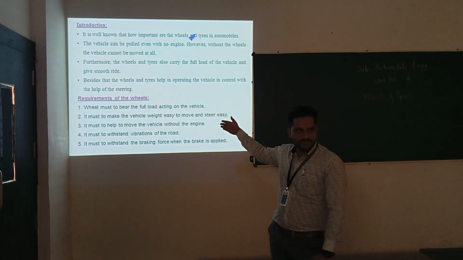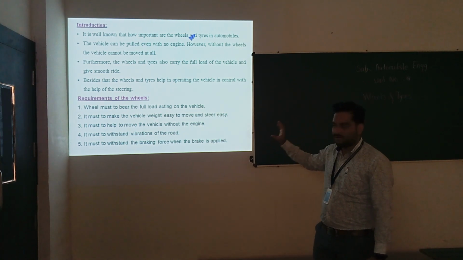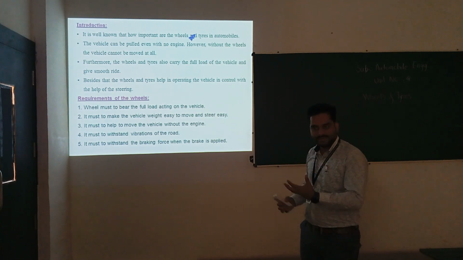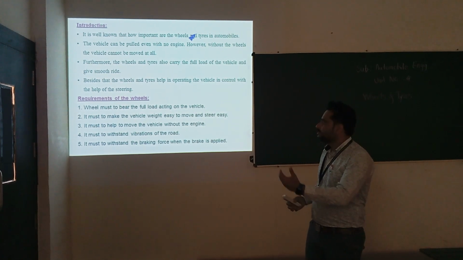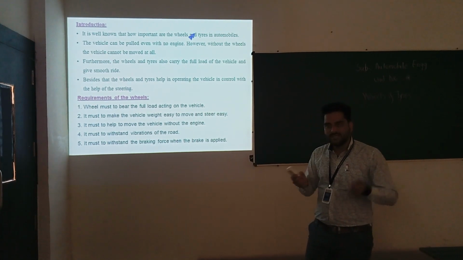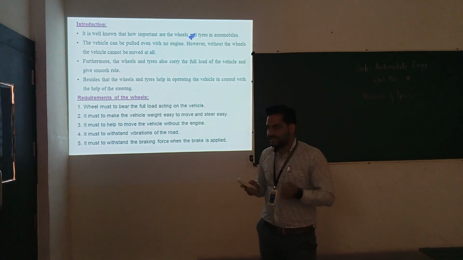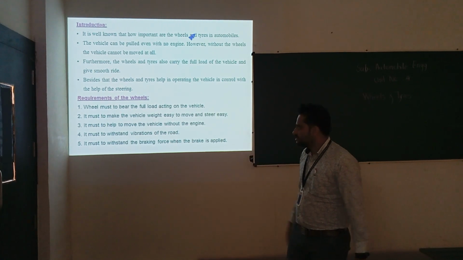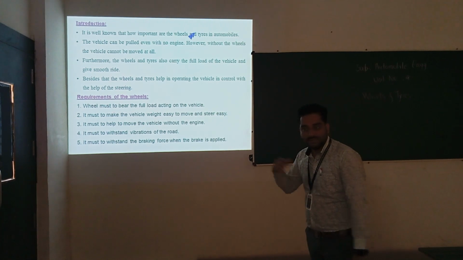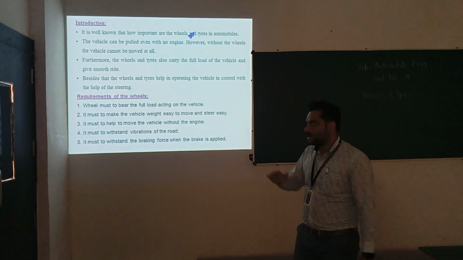These are the requirements related to the wheels only, not for the tire. First, the wheel must bear the load acting on the vehicle. Second, it must make the vehicle weight easy to move and easy to steer. Third requirement, it must help to move the vehicle without the engine, that is, when the engine is turned off.